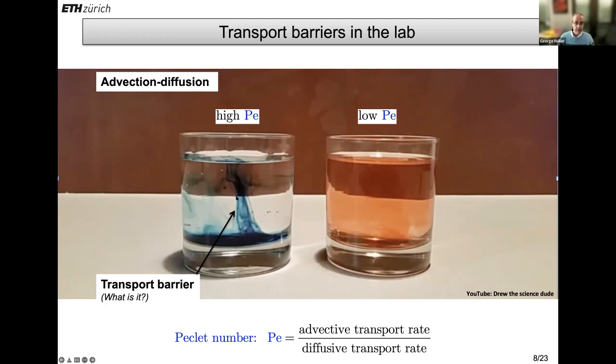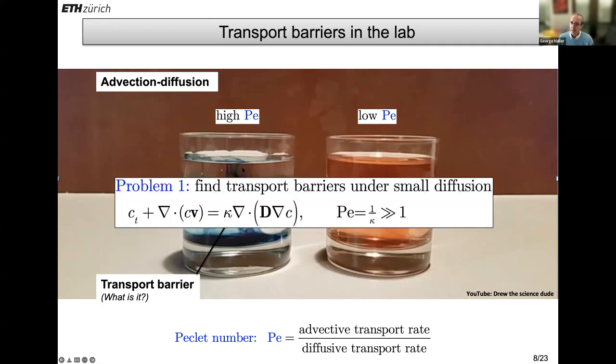And in the first case, clearly these transport barriers arise, whatever they are, but we perceive them as barriers because on one side of the surface there's dye, and on the other side there's barely any. There's a concentration jump. So we tend to talk about these intuitively as transport barriers, but we don't quite know what they are.